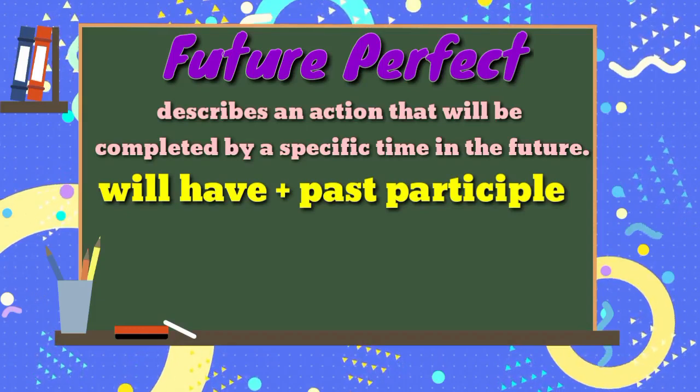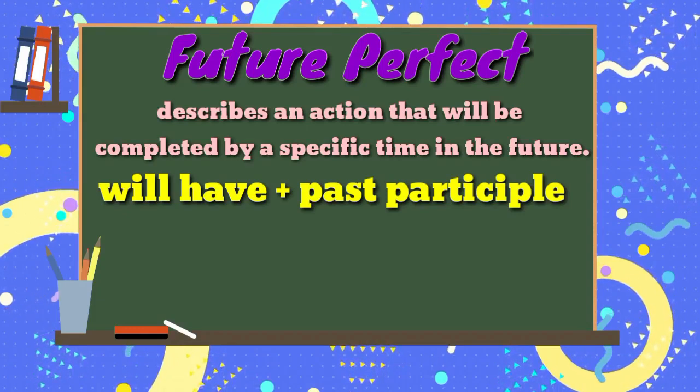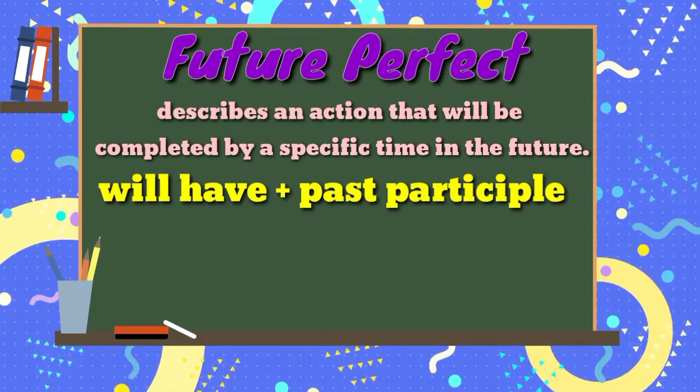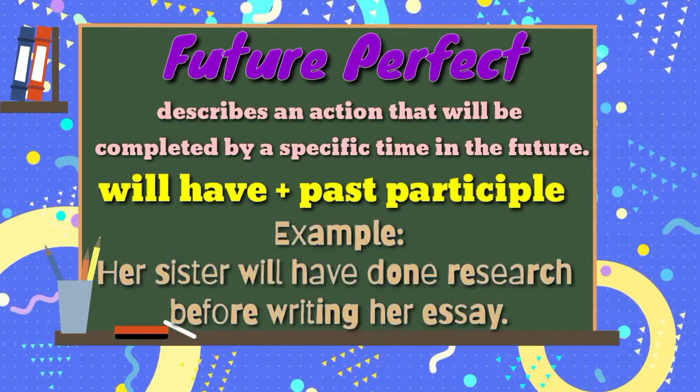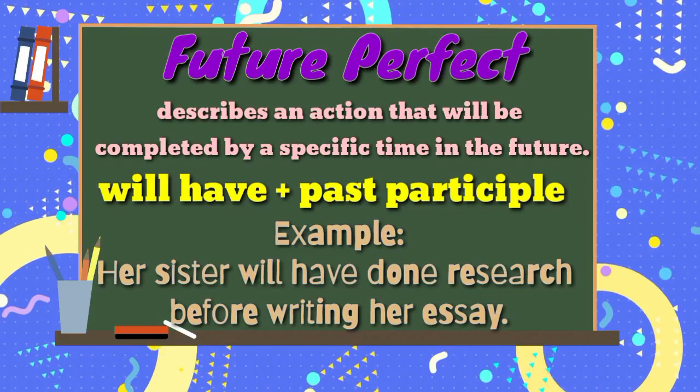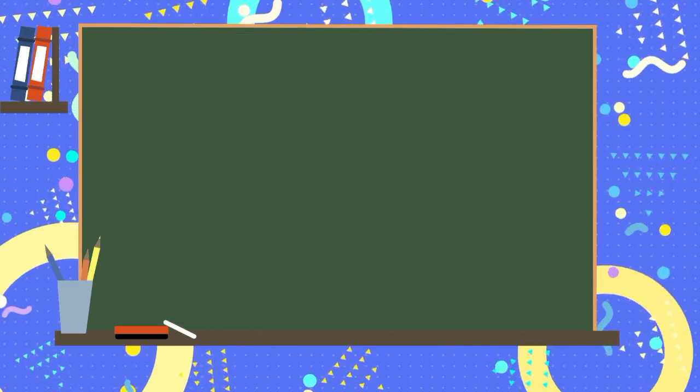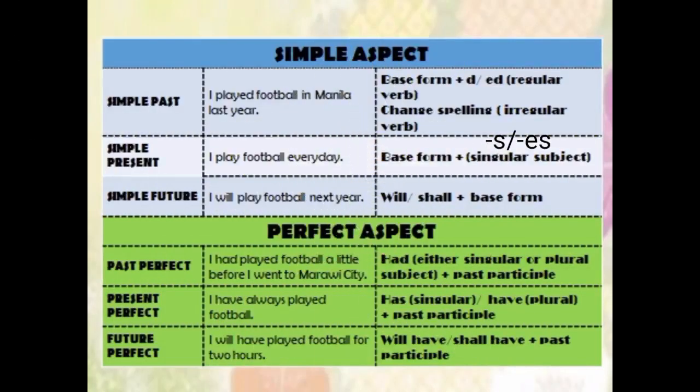Our formula doesn't change even if we have a singular or a plural subject. For example, her sister will have done research before writing her essay. Before we proceed to our activity, let us study the following sentences to better understand the simple and perfect aspect.